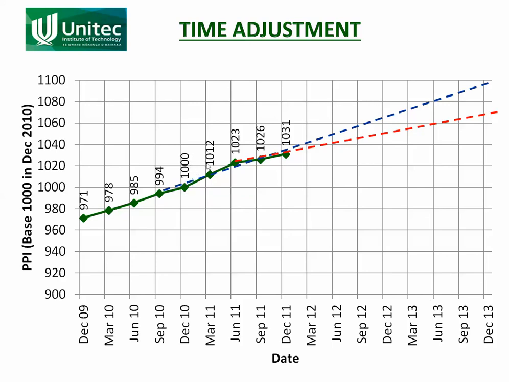And you can see that the prices have steadily gone up. So you can look at this and say that between December 2010 and March 2011, the costs of construction have gone up by 1.2%. So if you put 1,012 over 1,000, you end up with a 1.2% increase. So it's been steadily going up by about 1.2% up until June 2011, and then the recession hit.